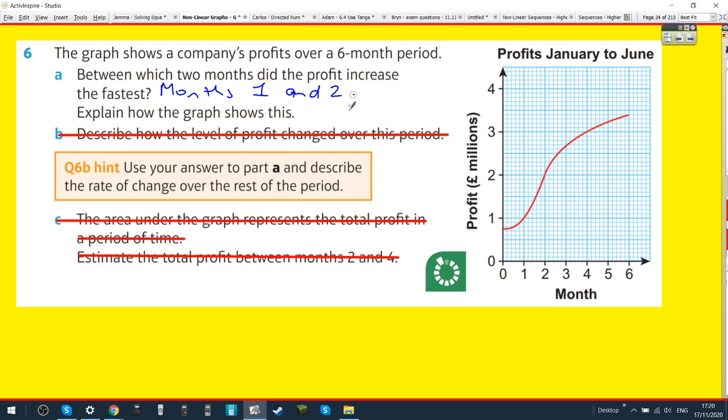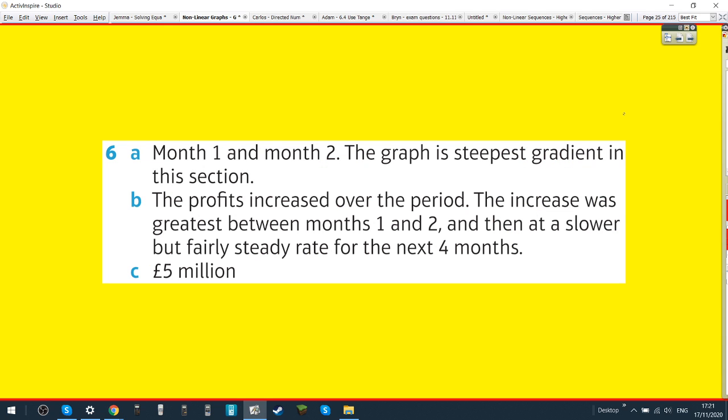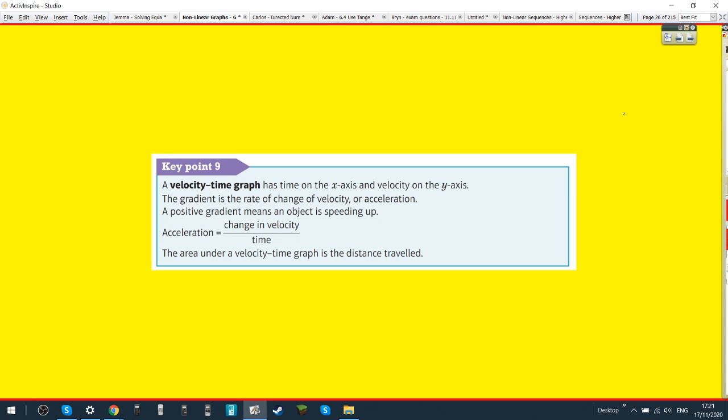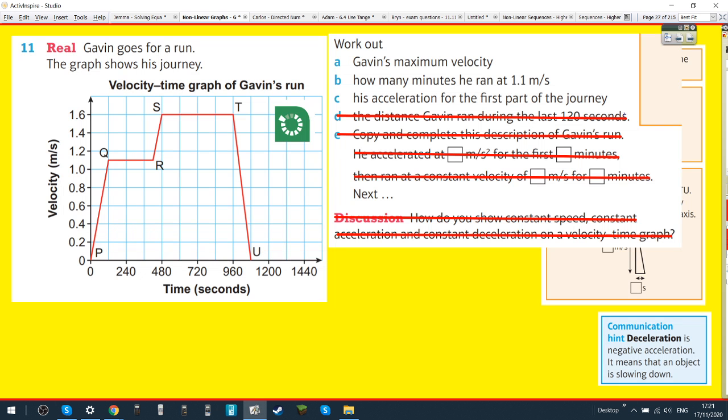Because they are going up. It's always going up. They keep going vertically up. Let's say steepest gradient or something like that. Because it went up by the most between those months. Here it's like slowing down. The graph is steepest gradient in this section. Yeah, months 1 and 2. Velocity time graph. The acceleration is the gradient.